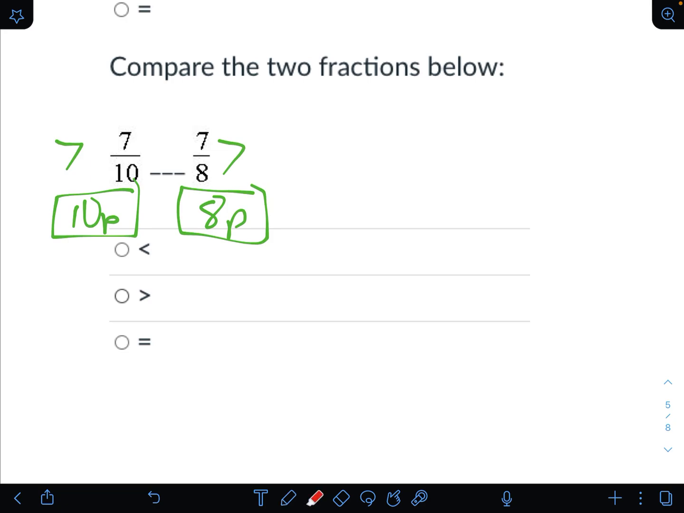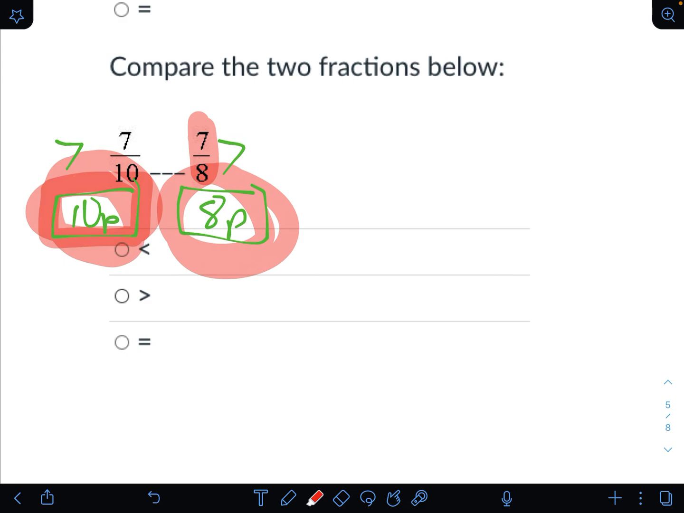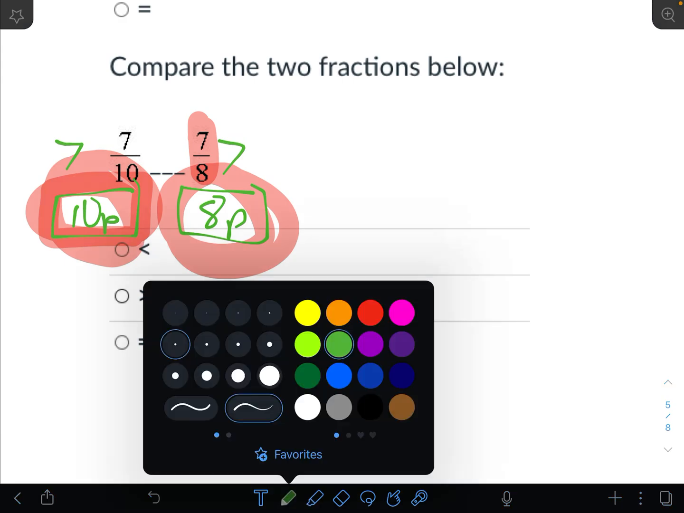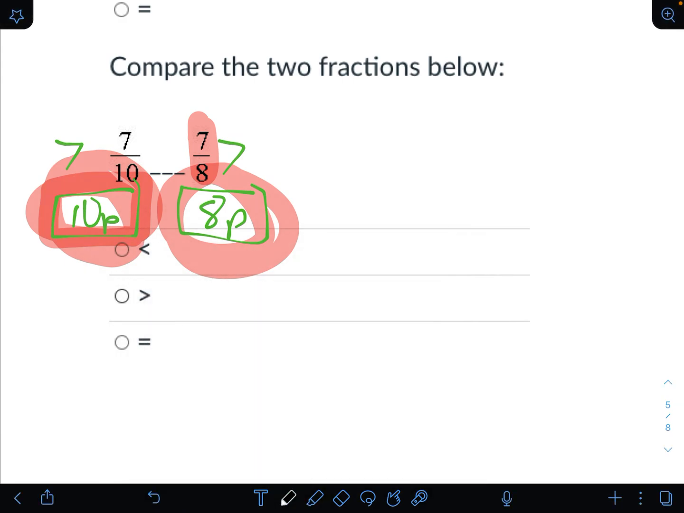Well, yeah, I think you'd pick 7/8 because even though this has more pieces in the bar, each piece has to be smaller. So when I offer you the same amount, you'd actually get less if you chose 7/10. So because of that, 7/10 is less than 7/8.